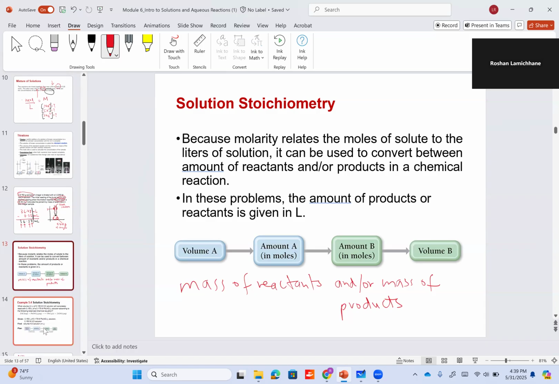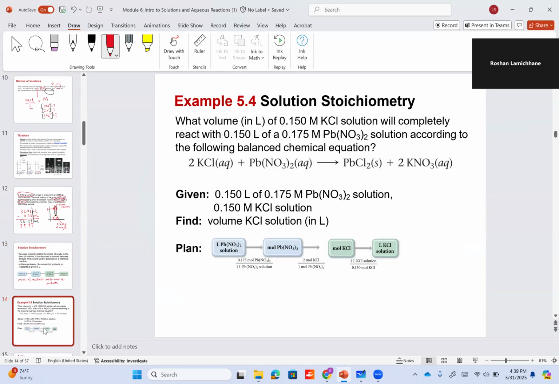For example, what I mean by that is the solution stoichiometry problem looks something like this. You have a reaction: potassium chloride is reacting with lead(II) nitrate, giving you lead(II) chloride and potassium nitrate. This is an example of a double displacement reaction, or exchange of partners.